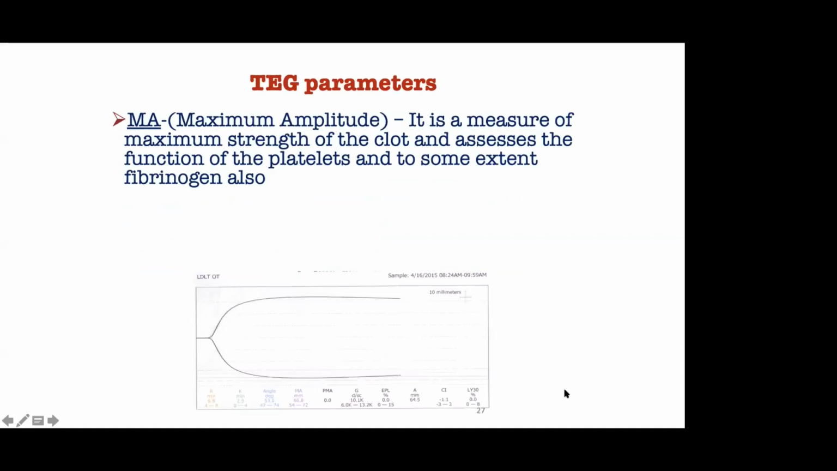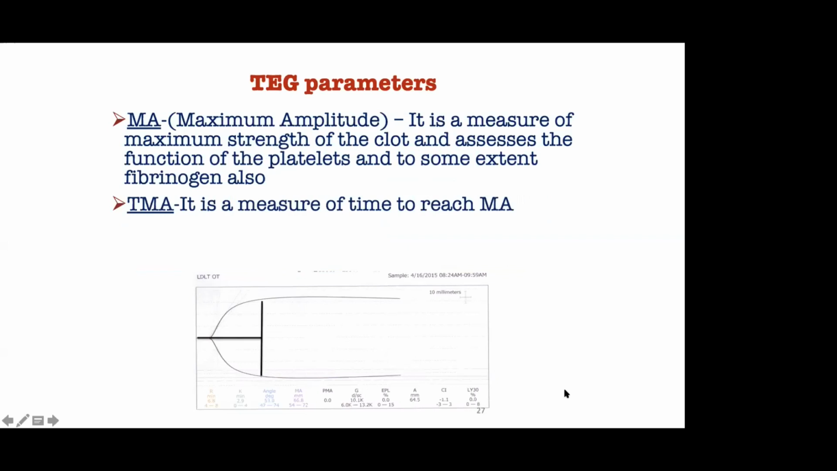MA is the maximum amplitude. It is the measure of the maximum strength of the clot and assesses the function of the platelets and, to some extent, fibrinogen also. That is the MA. TMA is the measure of the time to reach the MA. So here is the MA vertical line we are seeing, that is the maximum amplitude on this graph. If we measure from the beginning of the clot, that is known as TMA. So the time to reach the MA is TMA.